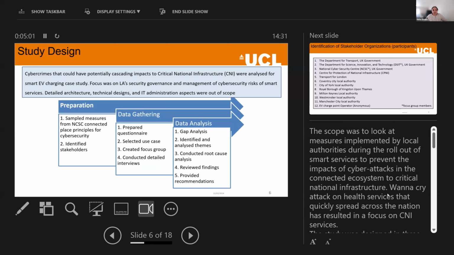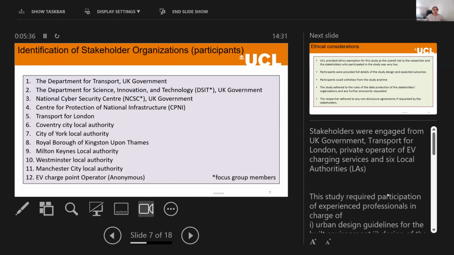The study design was in 3 phases: preparation, data gathering, and analysis. So the data from the stakeholders was collected by comparing the actual procurement contracts of EV charging that were being rolled out. A focus group was created with the experts from the National Cybersecurity Center and the government officials who were in charge of secure connected places. That was basically the objective, to tap into their expert insights. We did a thematic analysis and came up with the root causes and findings at the end.